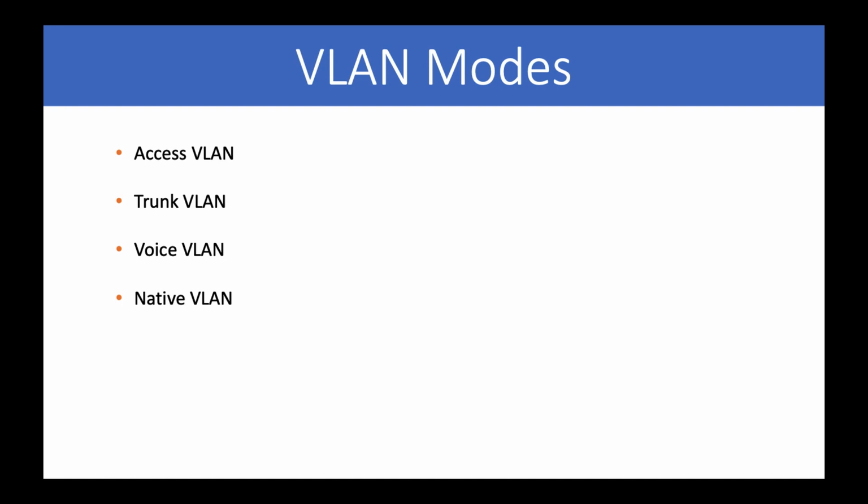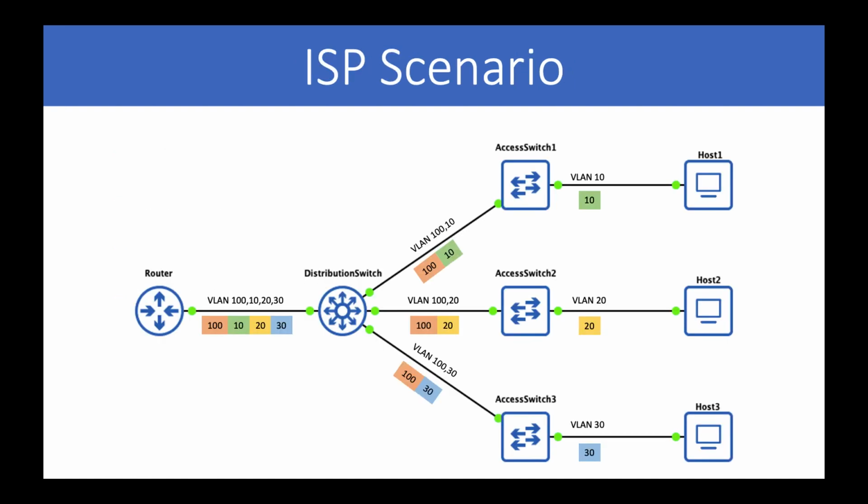There are various modes of operation of VLAN. The first is access VLAN. In this scenario, the port connecting host 1 to access switch 1 is an access VLAN port. Similarly, host 2 connected to access switch 2 is an access VLAN port.